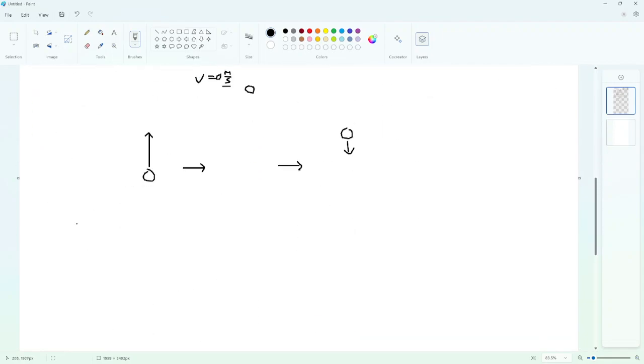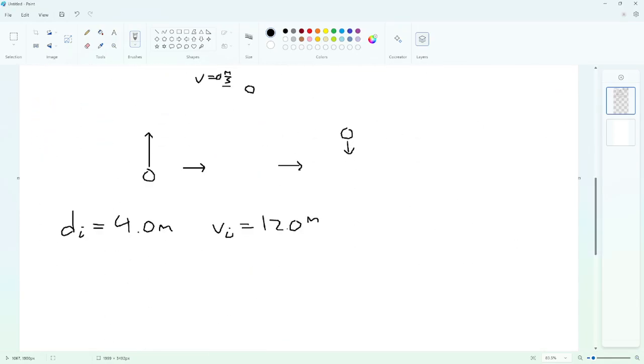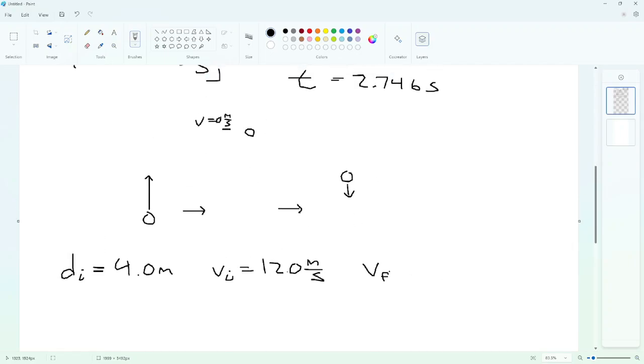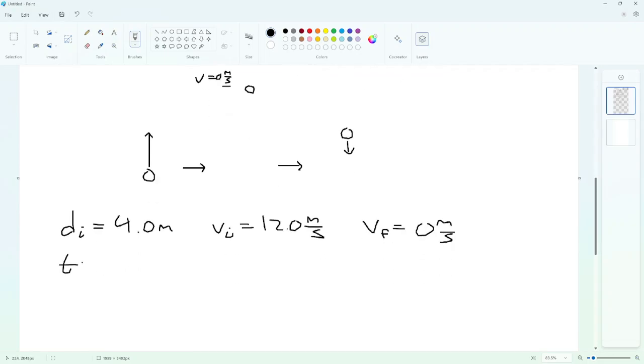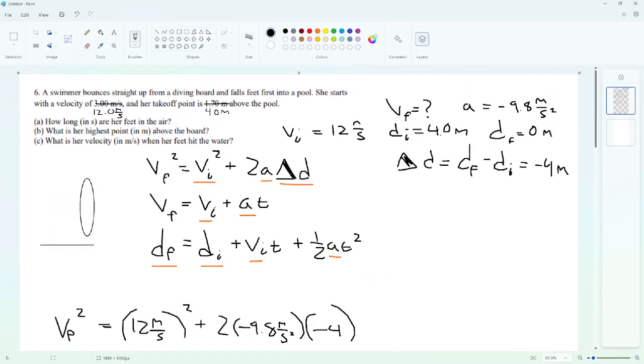Let's write down the information that we have. Our initial position is 4 meters. Our initial velocity is equal to 12 meters per second. Our final velocity, deduced from this, is equal to 0 meters per second. The time is unknown, and the change in distance is unknown. So let's see what equations we're going to use.